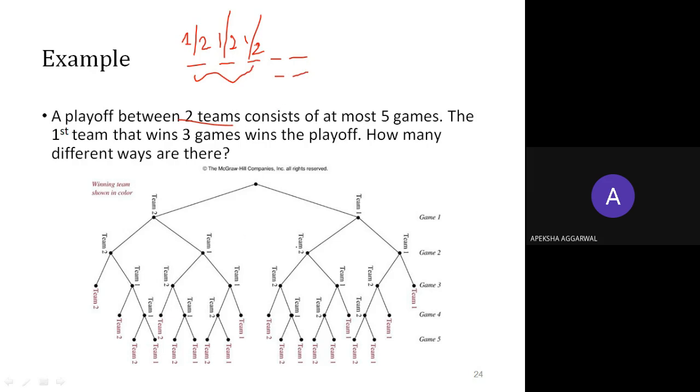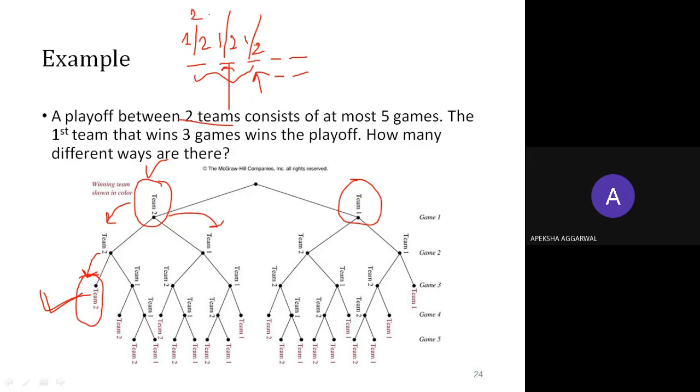So this is what is represented using a tree. Now suppose the first game was played and team one won. Now either team one can win, two possibilities, or team two can win. Suppose team two won. Now a second game was played, and let's say team two won. Now the third game was played. In the third game, if team two won, that means the playoff is already won by team two. No need to play the other 2 games. Now if team one won, you need to play one more game.